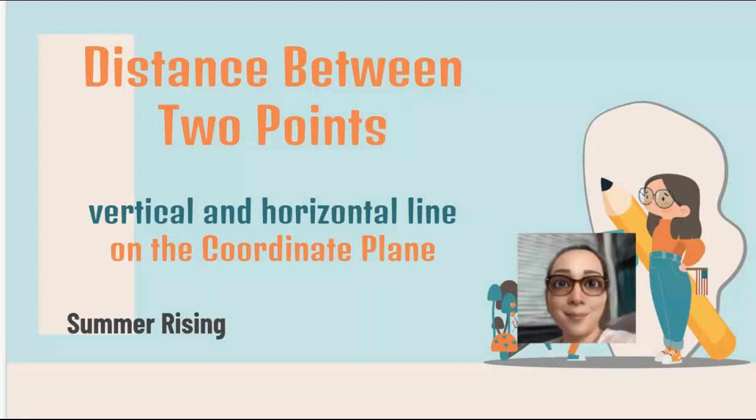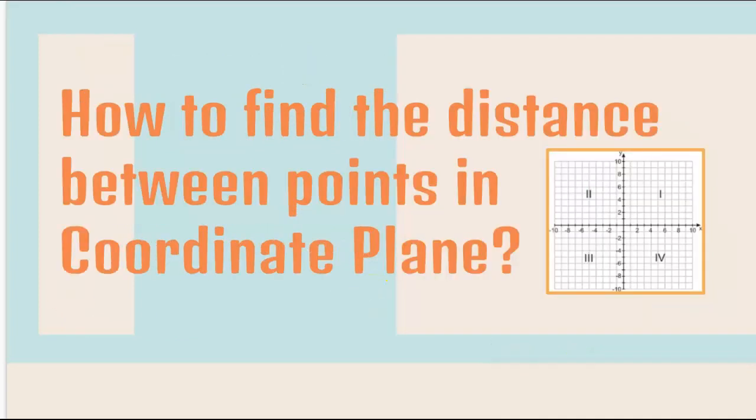We're going to be working on a review of the distance between 2 points, but we're just going to be focusing on the vertical and horizontal lines of the coordinate plane. So how do you find the distance between 2 points in a coordinate plane? Just remember that this is quadrant 1, quadrant 2, 3, and 4. We had our previous lesson about this and what the points are that are given in each of the quadrants. So let's start.